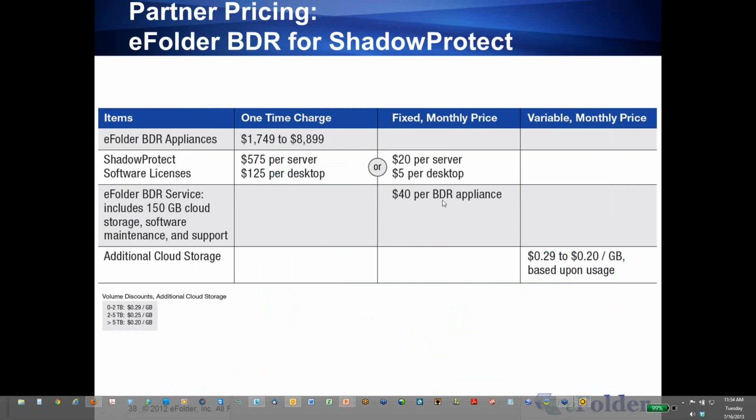Another thing people will do is cross-site replication, so they'll have a single client with two different locations, and they'll replicate back and forth between the two appliances. And again, that replication capability is included in those $40 per month. Now the overage, of course, we're talking about here is when you start to exceed 150 gigs per appliance in the eFolder cloud. So hopefully that explains a little bit of additional detail on how replication works as a feature and how it's licensed under the standard eFolder BDR for ShadowProtect.